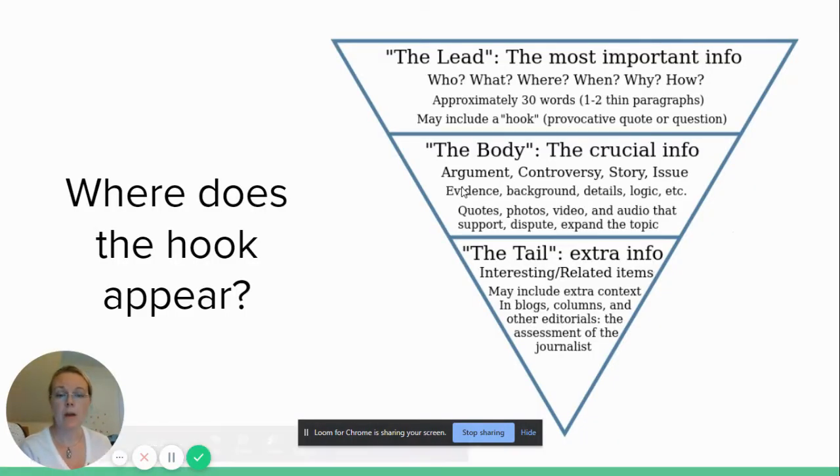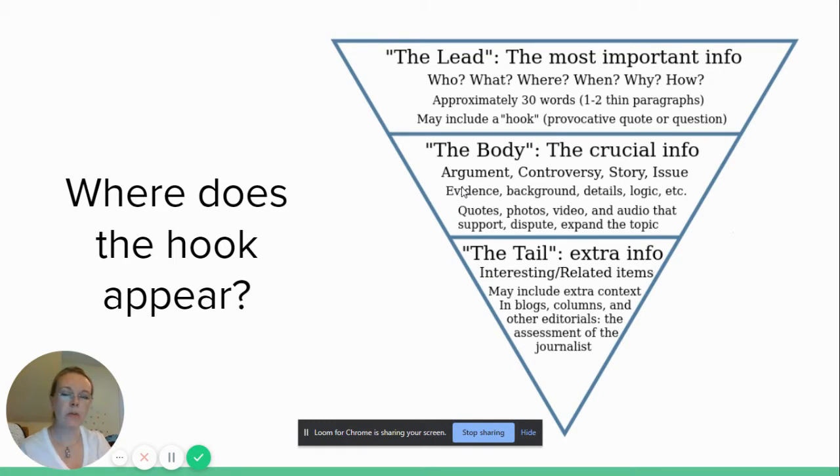appears at the beginning. In a hard news piece, and if you saw my hard news video, how to write a hard news story, you are familiar with this inverted pyramid structure. It would appear in that lead, that top paragraph or two, usually the first and second sentences, even, of your lead.